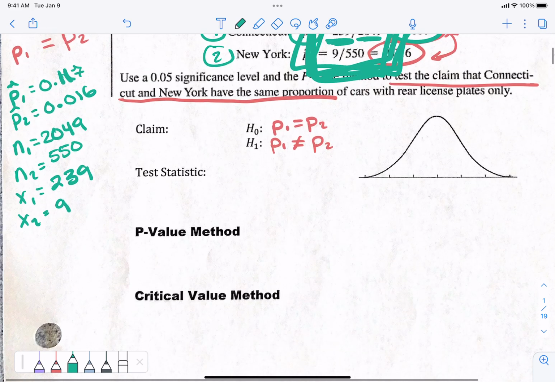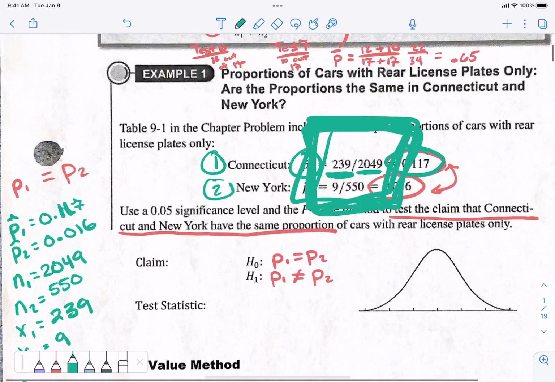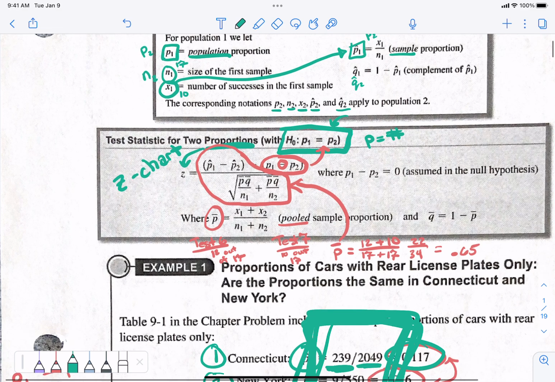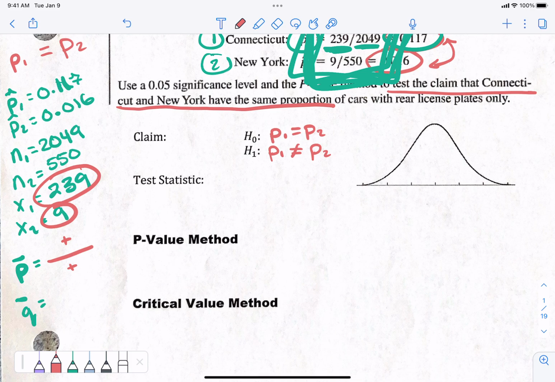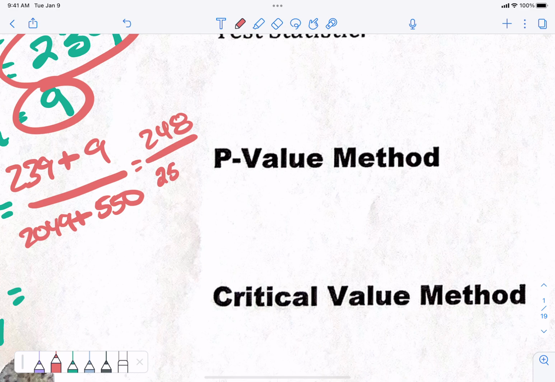All right, then the last thing that we have to find is p bar and q bar. And do we need p hat? No, we don't need q hat yet, I don't think. Okay, so p bar is the one where you add the tops and add the bottoms. So adding the tops is 239 plus 9, which is 248, over 2049 plus 550. And that is what? 25.99. Okay, find that as a decimal. 0.095. Perfect. That's what P bar is.